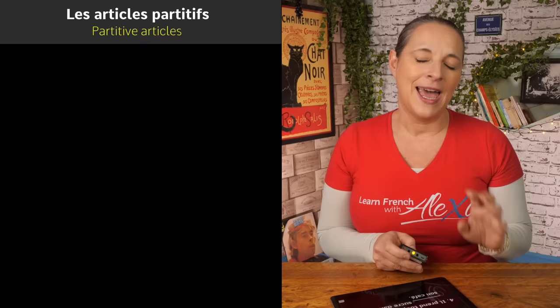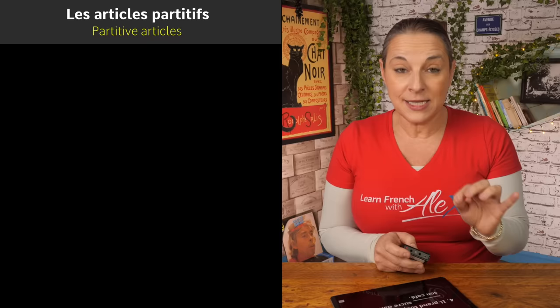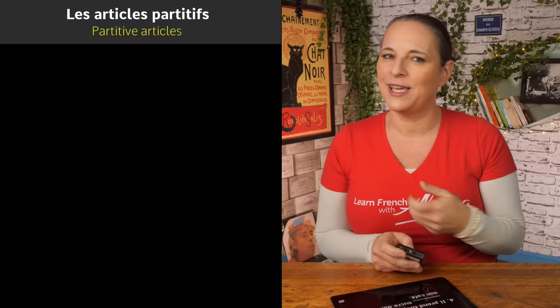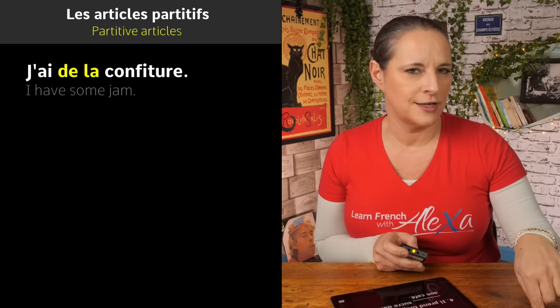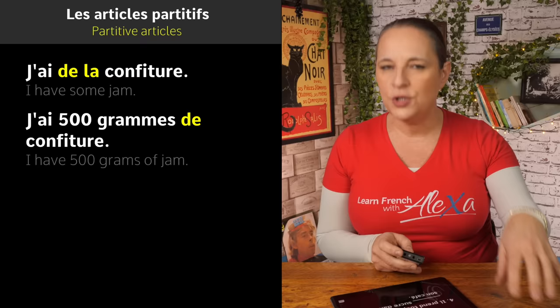Another thing, what happens when we use partitive articles after a quantity? So after a quantity, the partitive articles, the same way as I've just mentioned, de la, du, de l', also become de or d'. For example, j'ai de la confiture, I have some jam. But we want to say, I have 500 grams of jam. So here it becomes j'ai 500 grammes de confiture. Okay, we again drop the la.